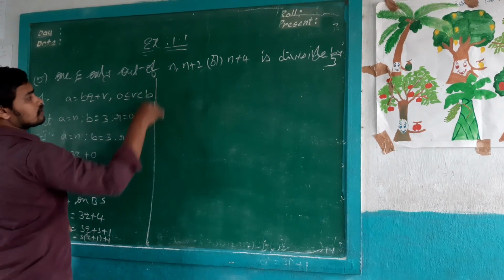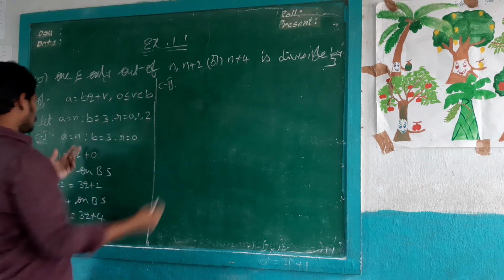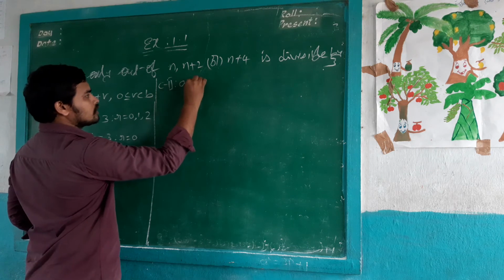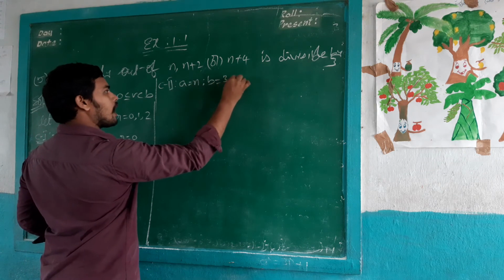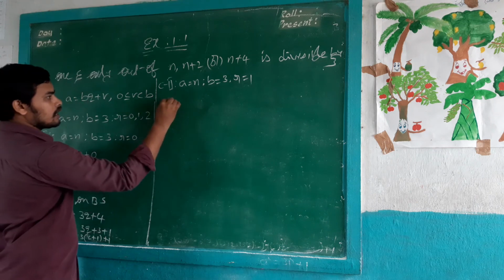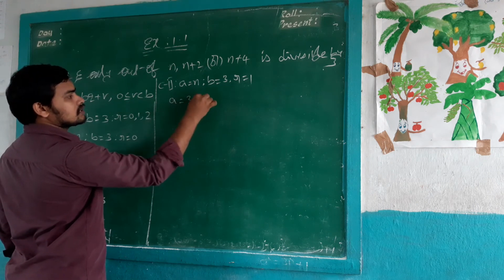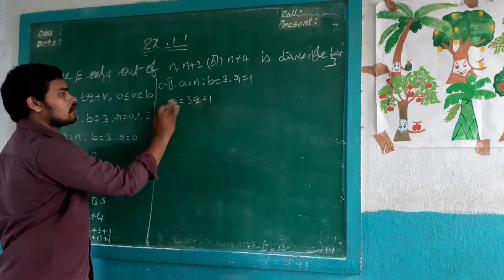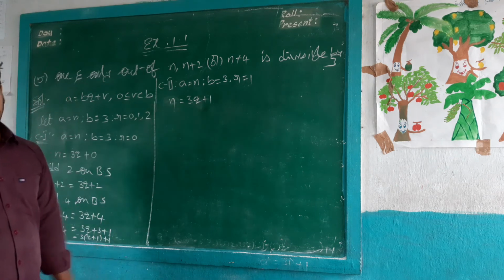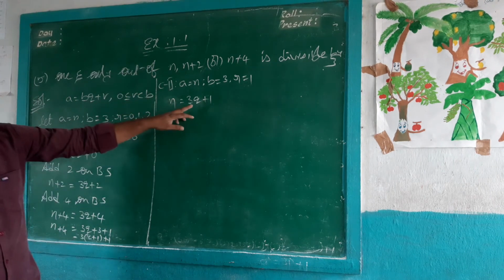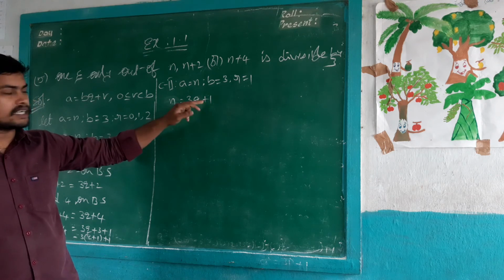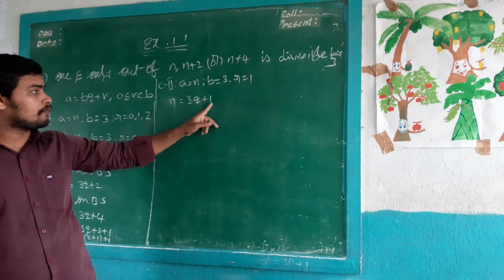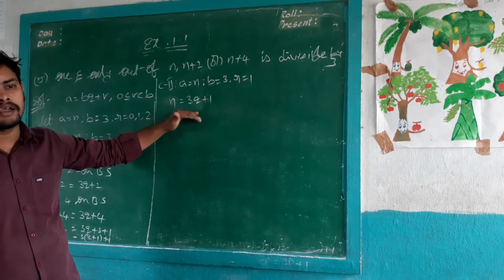Okay, next case 2. Again a equals n, b equals 3, r equals 1. So n equals 3q plus 1. If it is multiplied by 3, what is the remainder here? 1. So it is not divisible by 3.